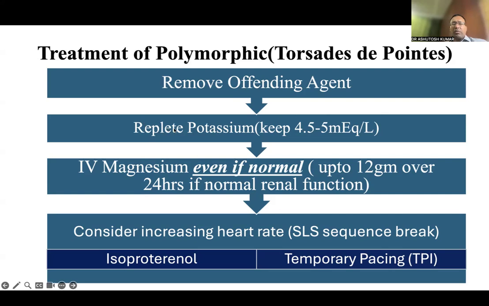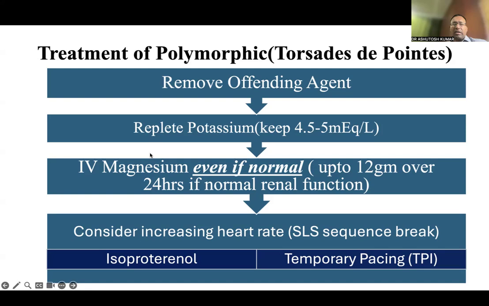The second important thing that we have to do in all long QT patients when they are presenting with VT, we have to correct the potassium in the acute setting, and it should be kept between 4.5 to 5 milliequivalent per liter by whatever way, IV route or oral route, and the IV route will be the very fast way to correct it. Third and most important, where it is undertreated, is IV magnesium.